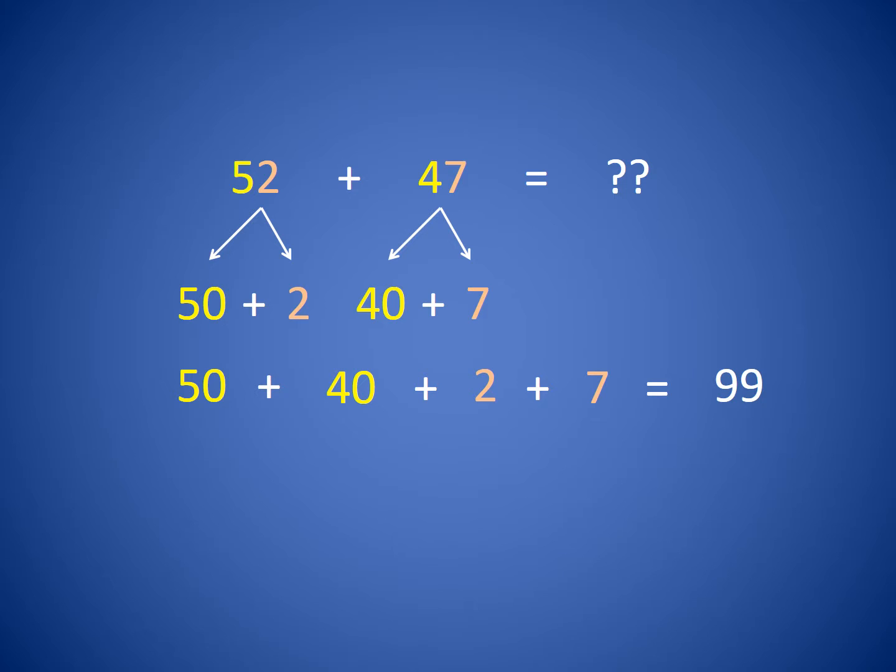Now there's a couple of ways you can look at this. Some people like to add the 50 and 40 and say 90, and then add 2, 92, and then add 7, and 99.